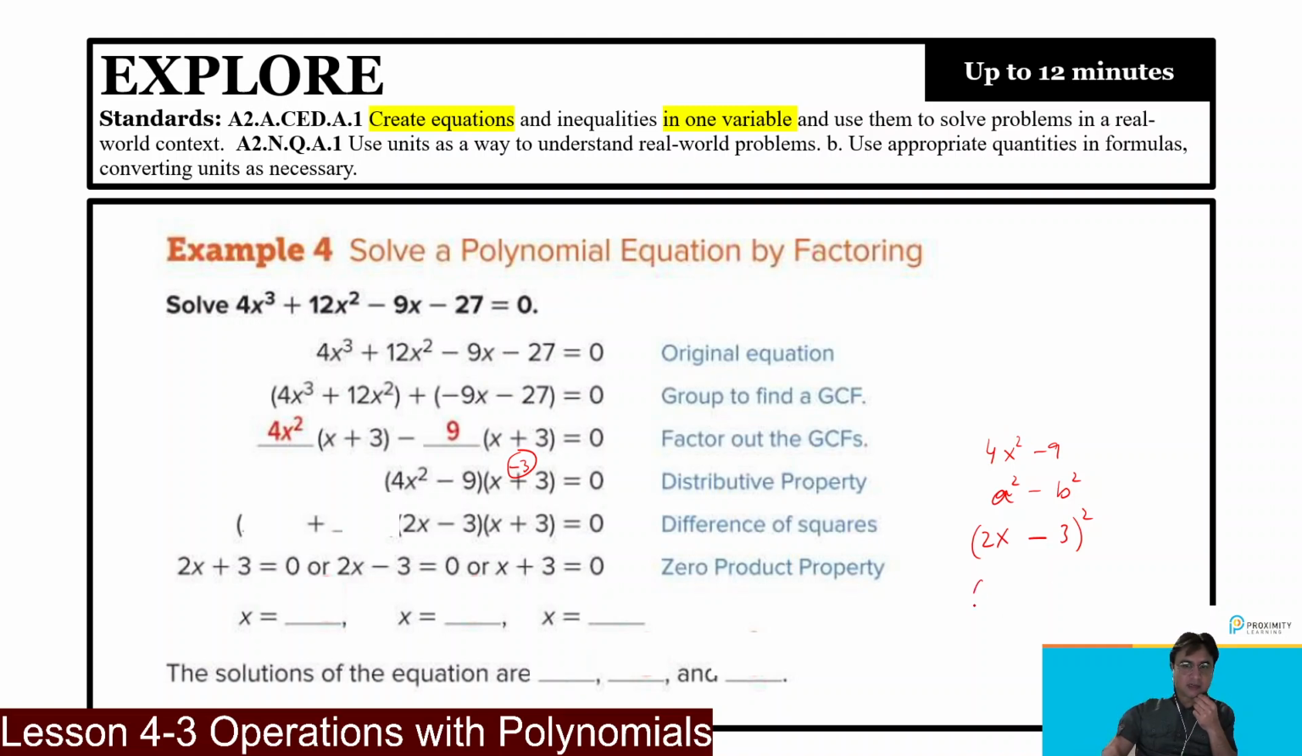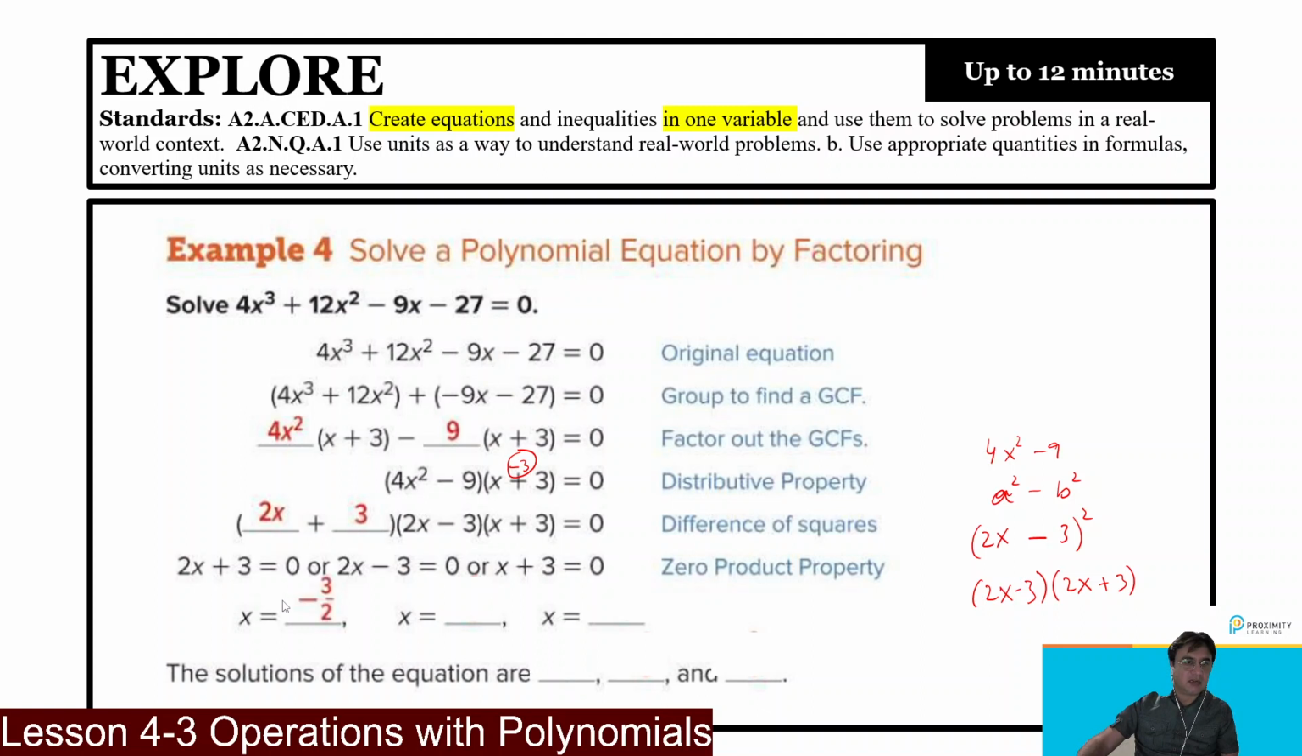We can rewrite it as 2x minus 3 times 2x plus 3, because that actually gives us 4x squared minus 9. So we have 2x plus 3 times 2x minus 3 times x plus 3 equals 0. We already know that x plus 3 gives us a root of minus 3, but what about 2x plus 3 and 2x minus 3? Well, we set them both equal to 0. 2x plus 3 equals 0, 2x minus 3 equals 0, or x plus 3 equals 0.